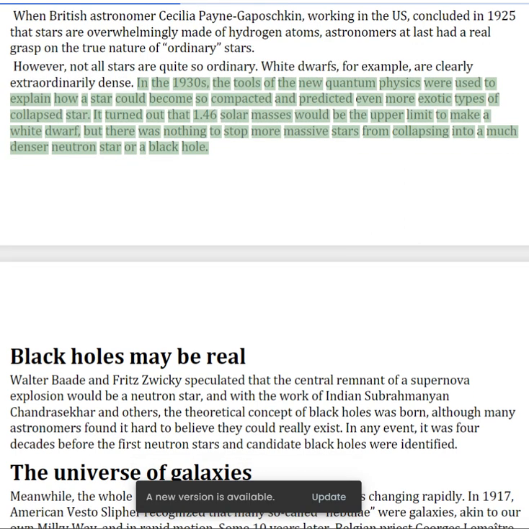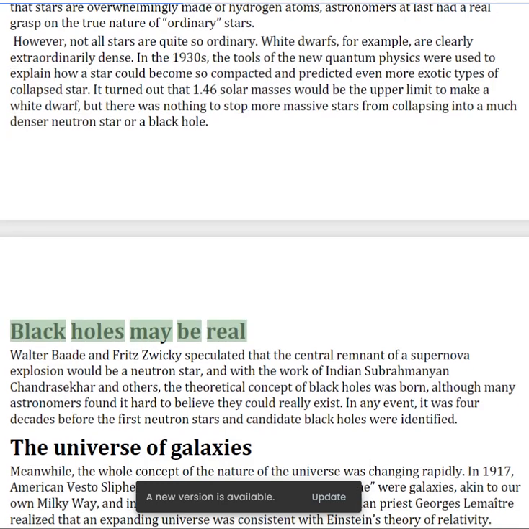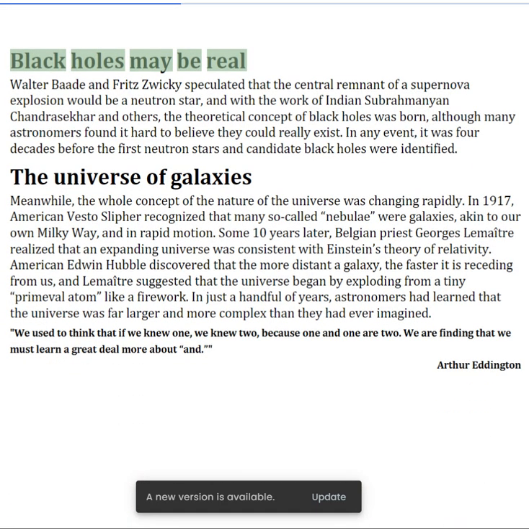In the 1930s, the tools of the new quantum physics were used to explain how a star could become so compacted and predicted even more exotic types of collapsed star. It turned out that 1.46 solar masses would be the upper limit to make a white dwarf, but there was nothing to stop more massive stars from collapsing into a much denser neutron star or a black hole. Black holes may be real.